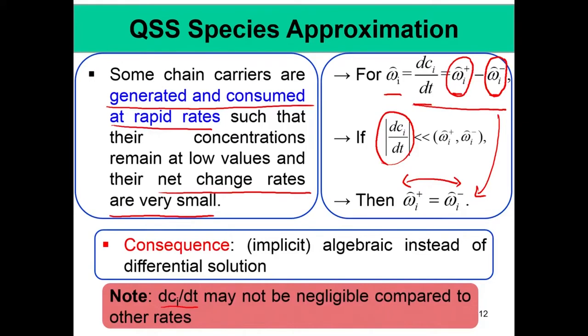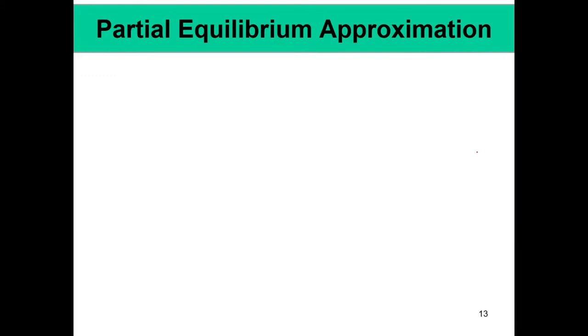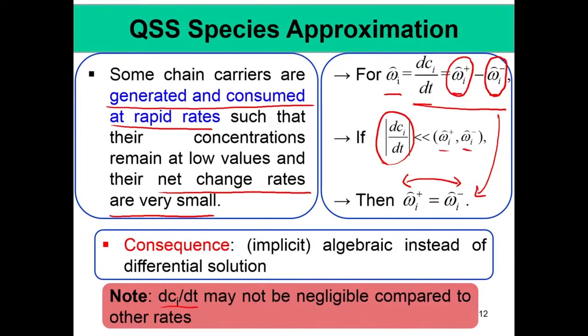It does not mean dCi/dt equal to 0. It only means that it is small when you compare it with two other rates, which are the rate of production and the rate of consumption. All right. So this goes to the QSS approximation. And as you see here, the most important hallmark of this is that it is applied on a given species. It is not applied on a reaction rate, it is applied on the rate of change of species concentration, that is not changing too much in comparison to its rate of production and rate of consumption.